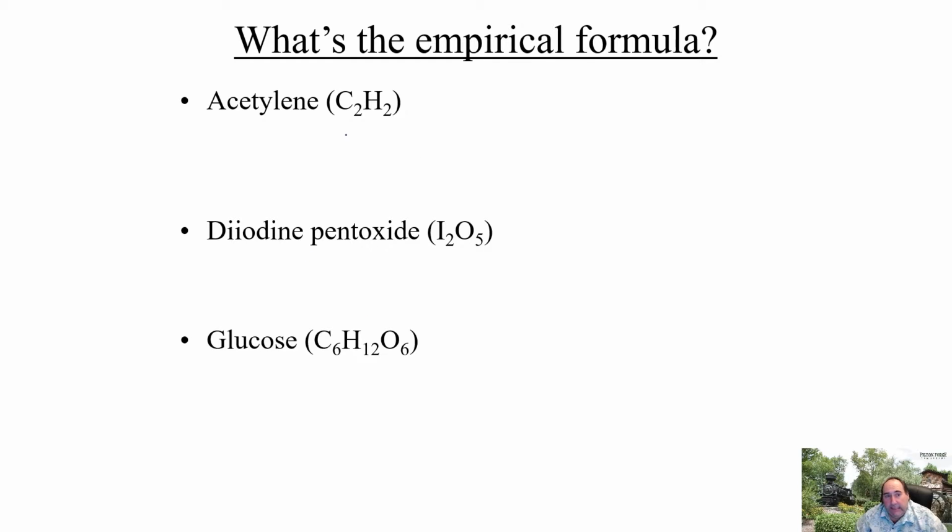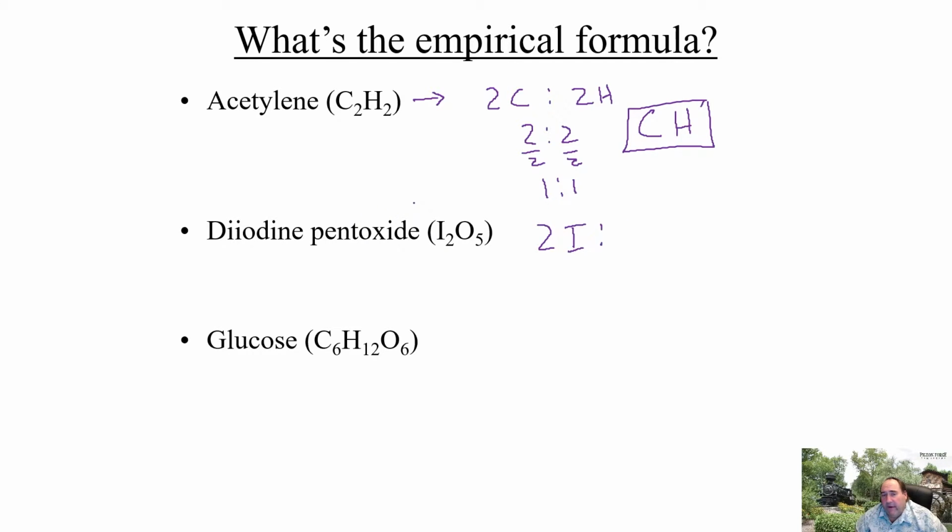Okay, let's take a look. So once again, taking the molecular formula, we basically have 2 carbons for every 2 hydrogens. That once again is a 2-to-2 relationship, which means if we divide everybody by the smallest number, that is a 1-to-1 relationship, which means our empirical formula here would be CH. Looking at diiodine pentoxide, that is 2 iodines for every 5 oxygen. That is a 2-to-5 relationship.